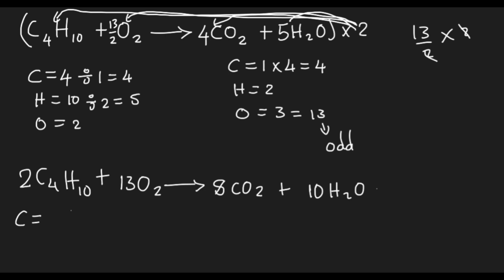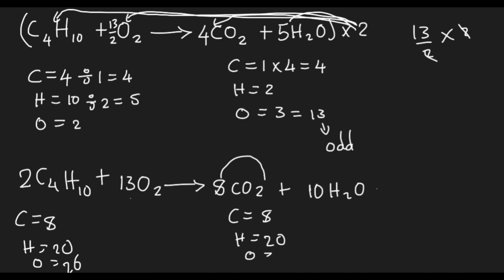We have carbon, which is 8 here, carbon 8 here. Hydrogen, it's 2 times 10, which gives us 20. Then here it's 10 times 2, giving us also 20. Then for oxygen, we have 13 times 2 is 26. Then here we have 8 times 2 is 16 plus 10, giving us 26. So our equation is now balanced.